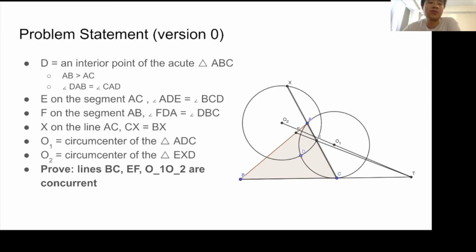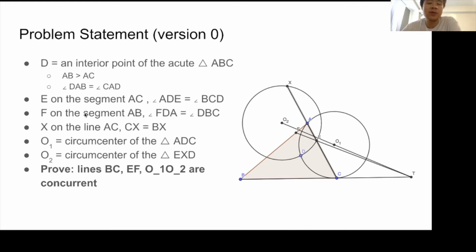Okay, now let's go to the problem statement. This is a geometry problem, so there will be a lot of points, circles, and stuff like that. So they give you an acute angle triangle ABC, where AB is greater than AC, and this point D is inside the triangle ABC, and it is on the bisector of angle BAC. There are also points E and F, where E is on the segment AC, and it also satisfies the angle ADE equals the angle BCD, which is this one.